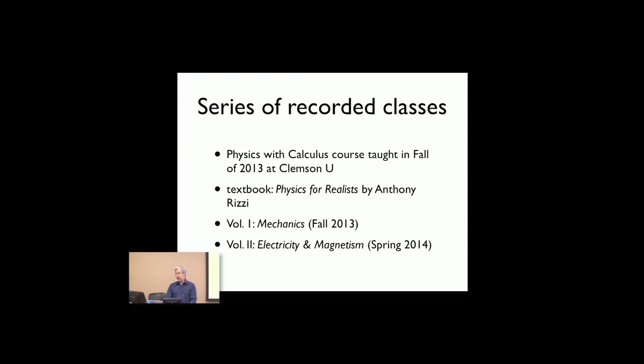So, as I said, this is a series of recorded classes. All of the classes will be recorded except one or two of them where I gave an in-class exam. Of course, I'm not going to record those. And these were taught, as I said, in the fall of 2013. The textbook is Physics for Realists by Dr. Anthony Rizzi. Volume 1 comprises the first semester of the course. It's a two-semester sequence. Mechanics. The second semester does both electricity and magnetism and a little bit of thermodynamics, and that I will cover next spring, next semester. My plan at the present is not to record that yet, the second semester. So these recordings should comprise just the first semester, the first volume. My plan is to record the second semester at a later date.